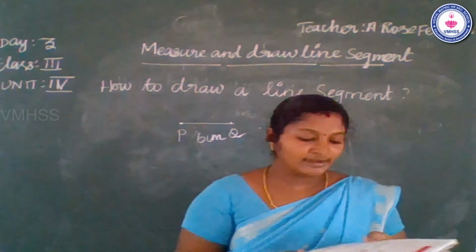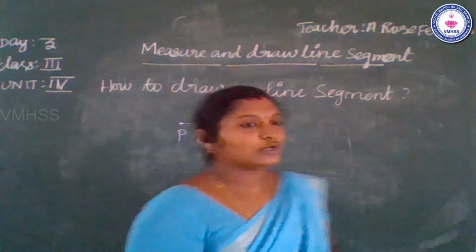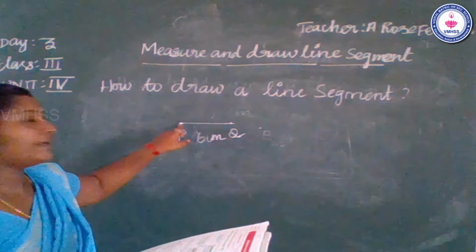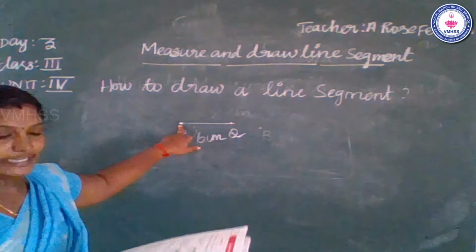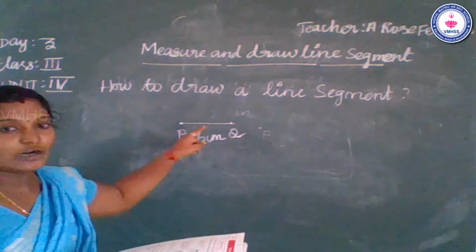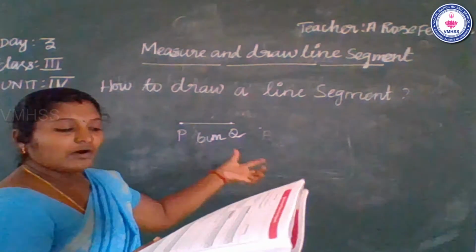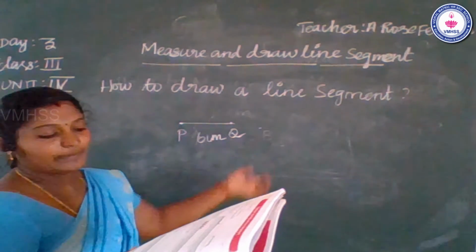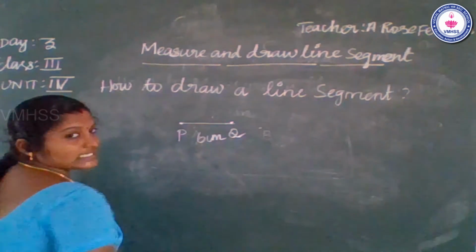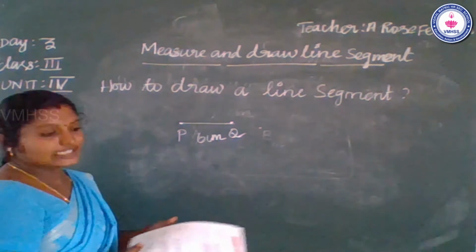Okay, so first one, place the ruler on point P at 0 centimeter. So it starts at 0 centimeter. Count 6 centimeter on the ruler. Mark a point at 6 centimeter and name it point Q. What is the letter? Q. Very good. So what is the next rule?